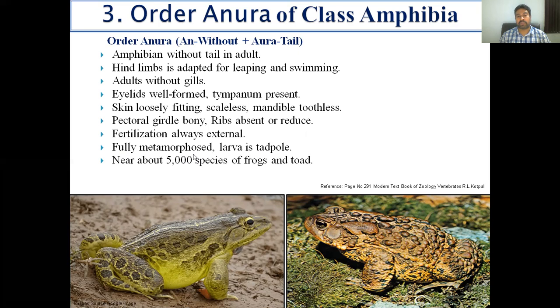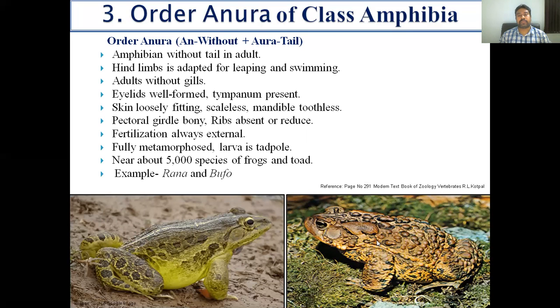And this is the most diverse order. Nearly 5,000 species are represented in the form of frogs and toads. The examples are Rana and Bufo. This is a Rana and this is a Bufo. This is a frog and this is a toad. What is the difference? Here the skin is thin, smooth and wet. Here the skin is thick, with a large number of bumps, and dry. The frog lives in water and the toad lives on land. So this is the difference between a frog and a toad.